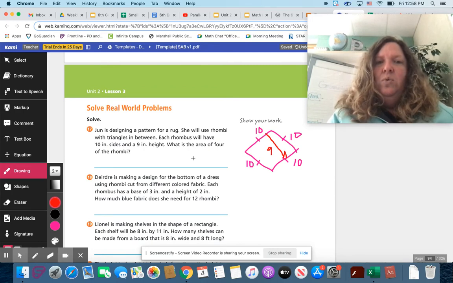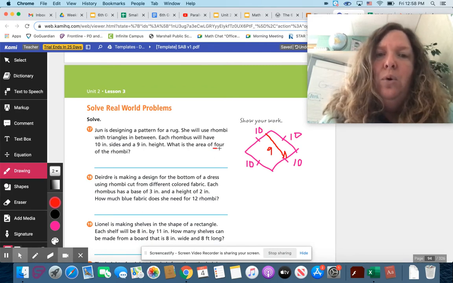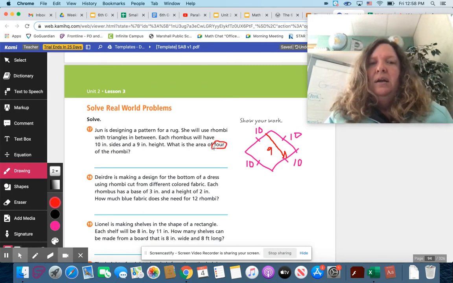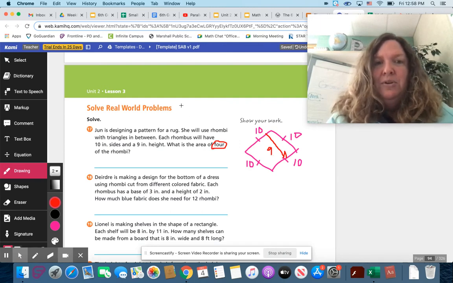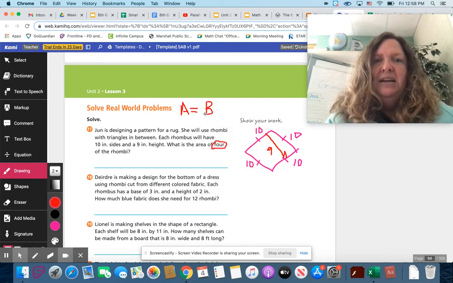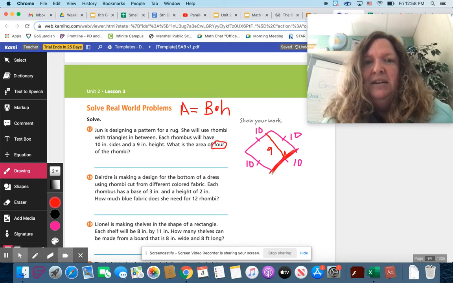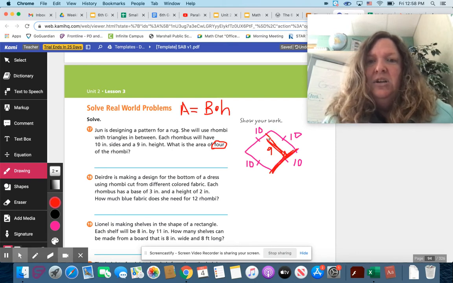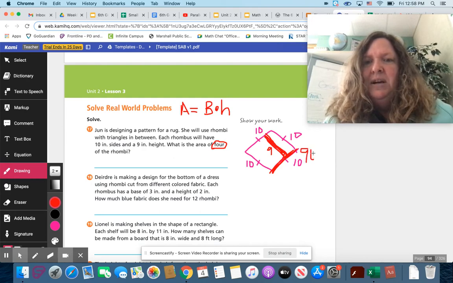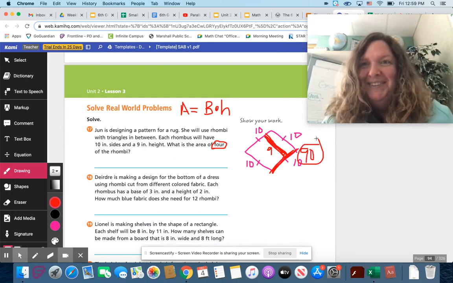All right. What is the area of 4 rhombuses? Now, a rhombus is a parallelogram. We know area equals base times height on a rectangle as well as on a parallelogram. So we have the base. It gave it to us. It told us the base was 10, told us the height is 9. So 10 times 9, we know, is 90. Are we done? Is that the answer?